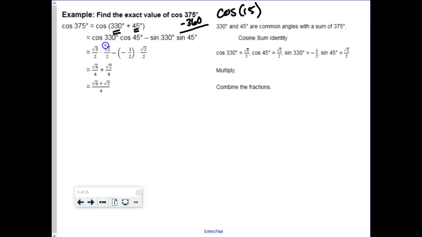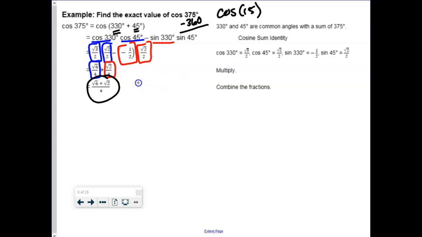So the cosine of 330 is square root of 3 over 2. And the cosine at 45 is square root of 2 over 2. So then they multiplied them together and they got square root of 6 over 4. Similarly over here, sine at 330 is negative 1/2 straight off the unit circle. Sine at 45 is square root of 2 over 2. And when they multiply those together, negative negative became a plus square root of 2 over 4. And then in math, as long as you have common denominators, you can add fractions together. So this is their final answer.